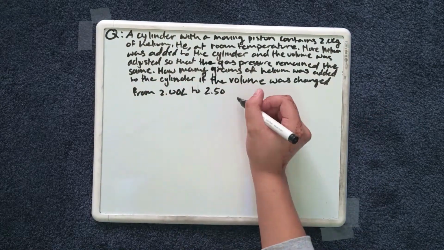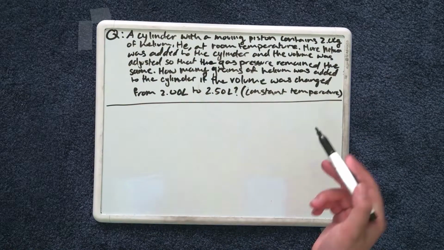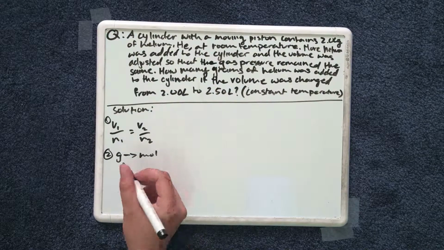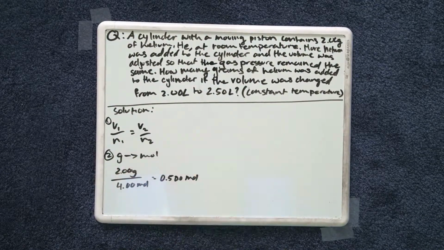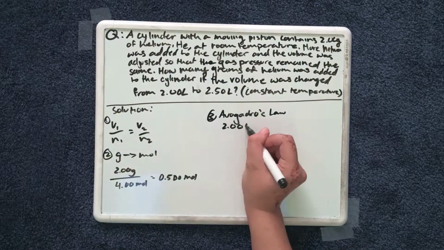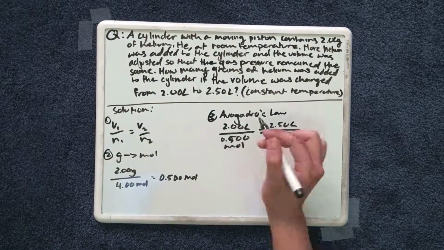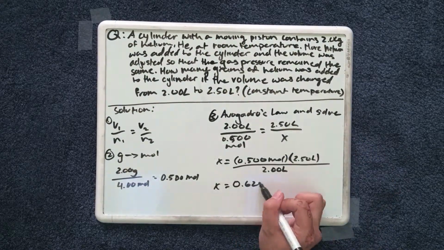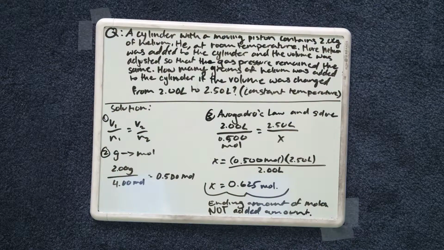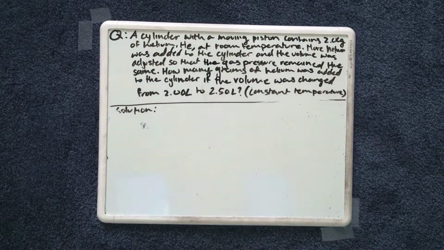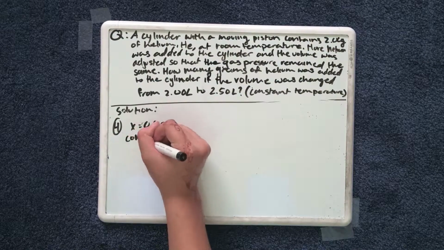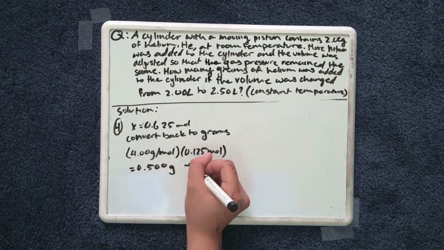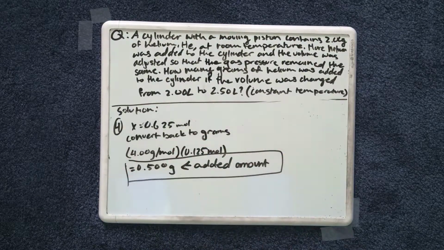So the solution would be first the formula V1 over N1 equals V2 over N2, and then we change the grams into moles with 2.00 grams over 4.00 grams per mole to 0.50 moles. Then we use Avogadro's law and divide 2.00 liters by 0.500 moles, equaling 2.50 liters over x. Continuing to simplify, x equals 0.625 moles, which is not the final answer. So then for step 4, we convert it back to grams, multiplying 4.00 grams per mole by 0.125 mole, which equals 0.500 grams.